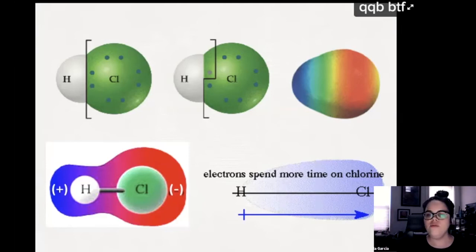If I have a polar covalent bond, I have opposite ends of my molecule or my bond. In this case, hydrogen is losing out on the electrons just a little bit, so it's going to be a little bit positive, and chlorine is pulling the electrons closer to it, so it's going to be a little bit negative. Question in the chat, are they growing? No, the reason it looks like they're growing in these pictures is because chlorine is a bigger atom than hydrogen. You want to remember hydrogen's very little, teeny tiny small, and chlorine's just automatically bigger.